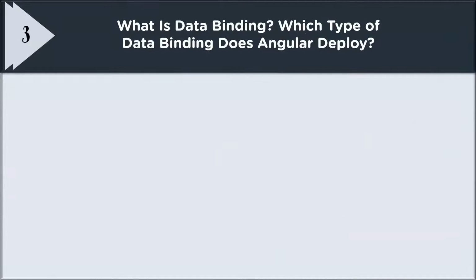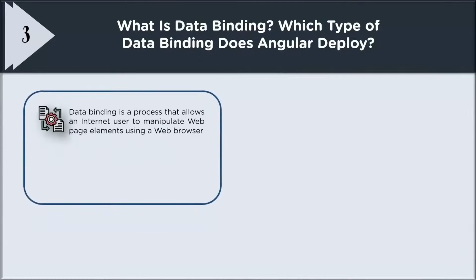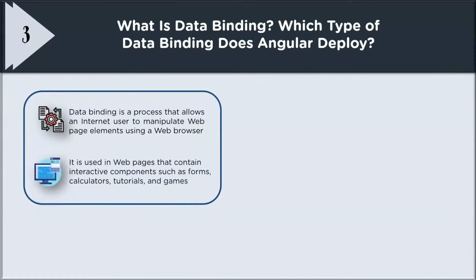What exactly is data binding and which type of data binding does Angular deploy? Now, data binding is a phenomenon that allows any internet user to manipulate web page elements. Now, it generally uses dynamic HTML and does not require any complex scripting or programming. We use data binding in pages that contain interactive components such as forms, calculators, tutorials, and games. Data binding makes incremental display of a web page more convenient.